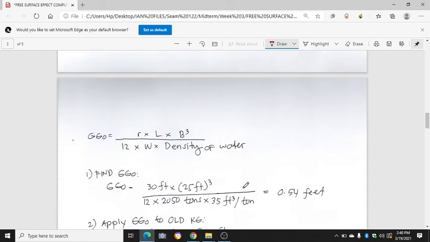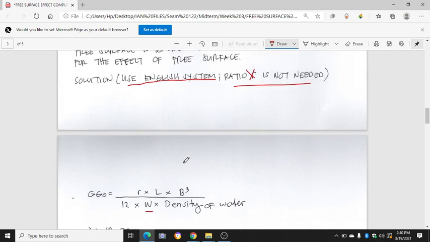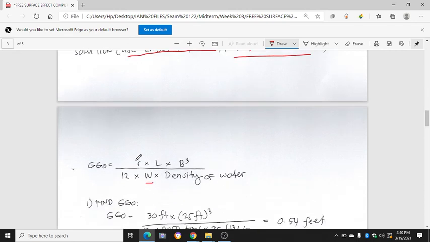So this is the formula: GG0 equals the ratio times length times cubic breadth divided by 12 times weight. Weight here is the displacement of the ship times the density of water. Since we do not need to use this ratio, we will cross this one out. Instead, we will use the length times cubic breadth.